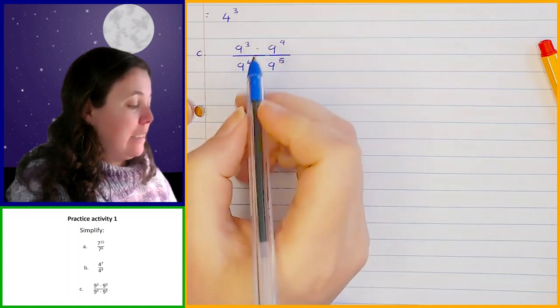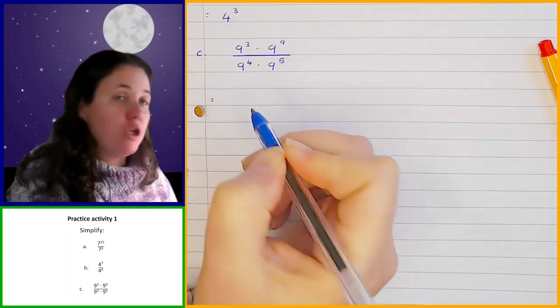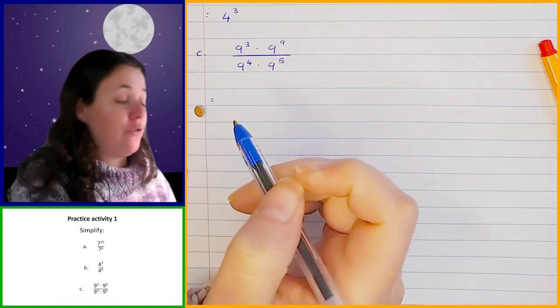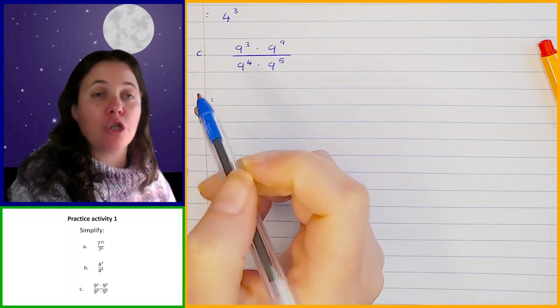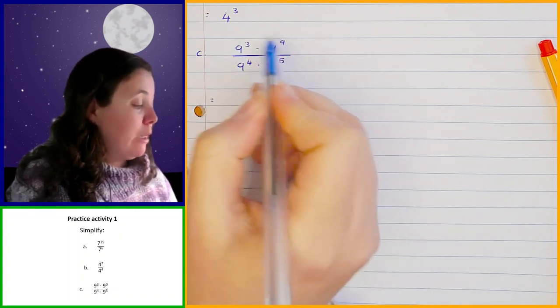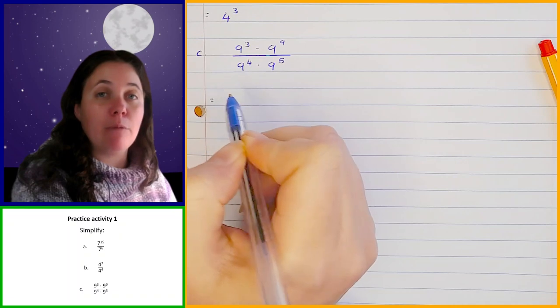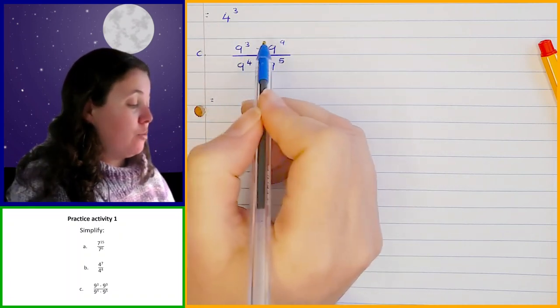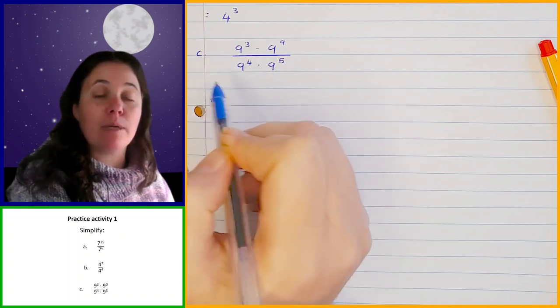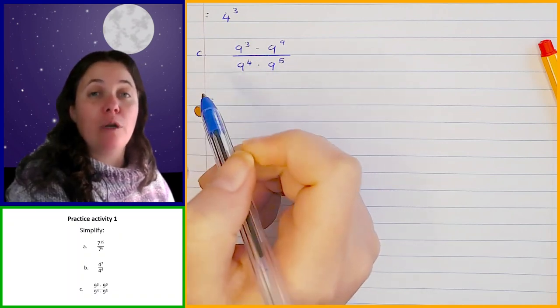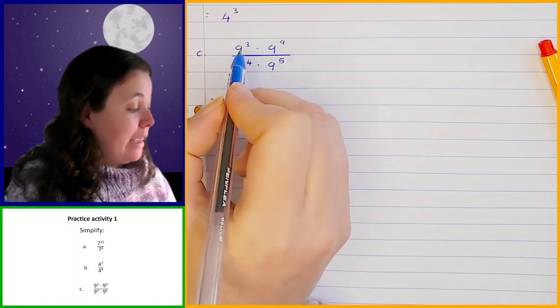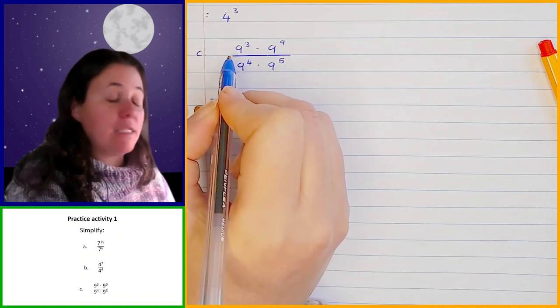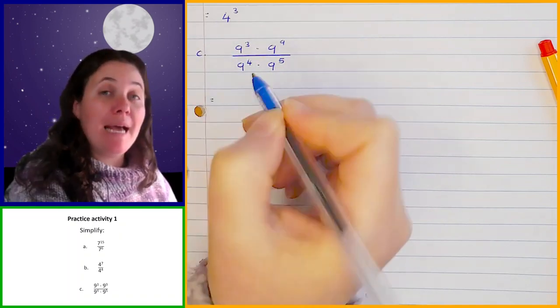Then for question C, this one's a little bit more complicated because we have multiplication in our fraction as well. We don't have only one power on the top and one power on the bottom. We have two powers on the top and two powers on the bottom, and they're being multiplied together. So we can first simplify the numerator and simplify the denominator by doing the multiplication using the rule that we learned in the last lesson, where when we are multiplying powers of the same base, we keep the base the same and we add the exponents.